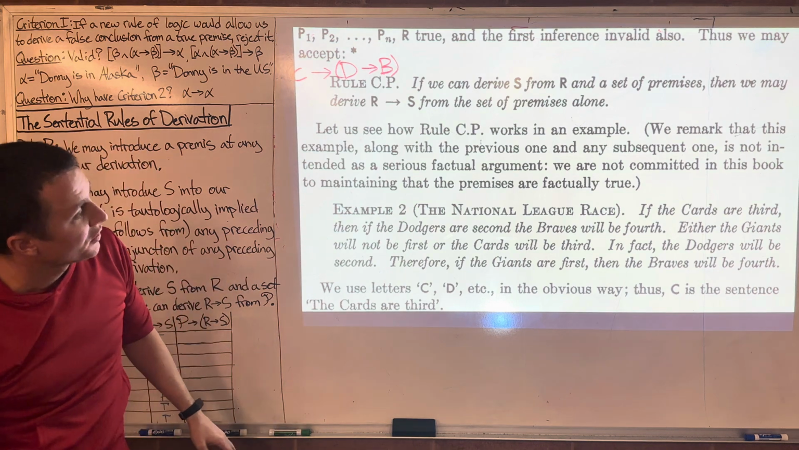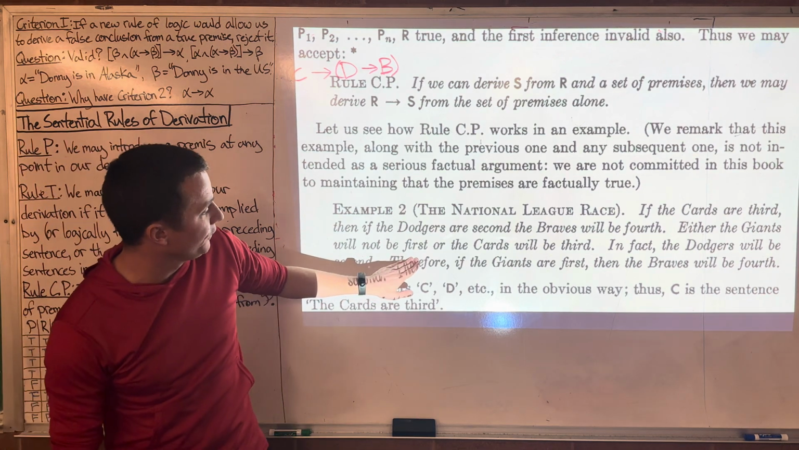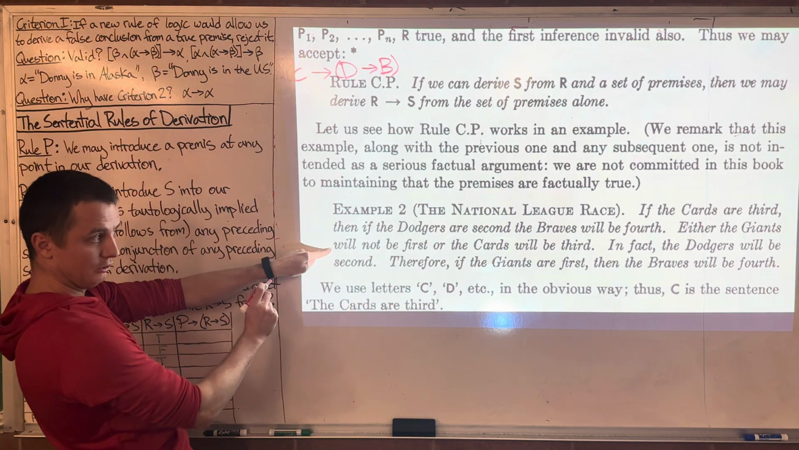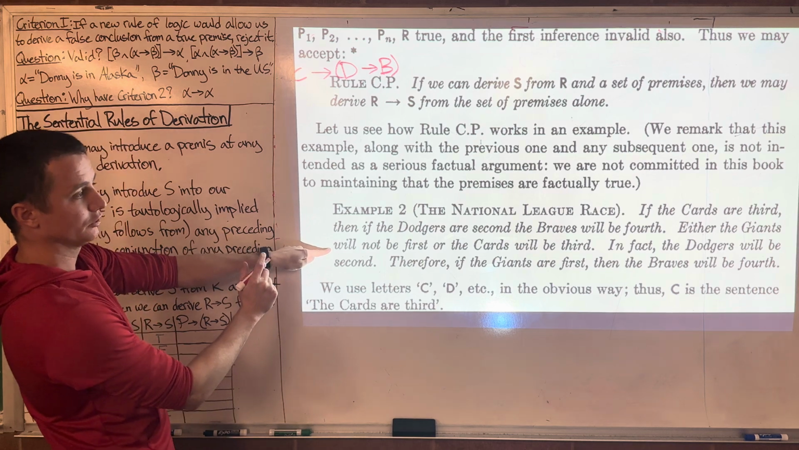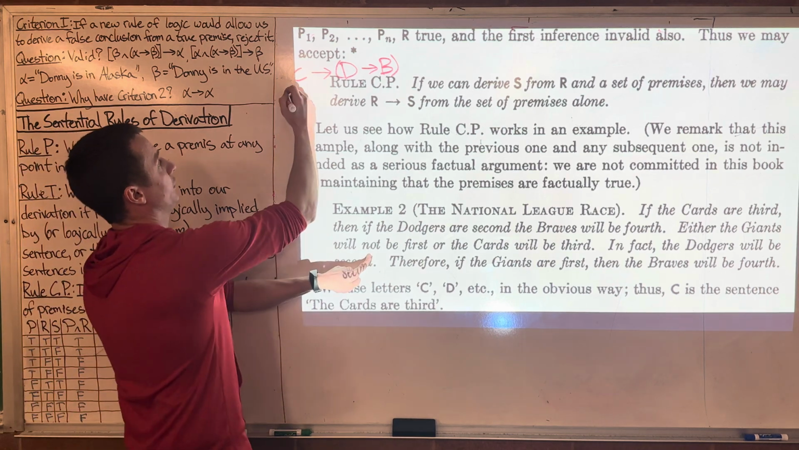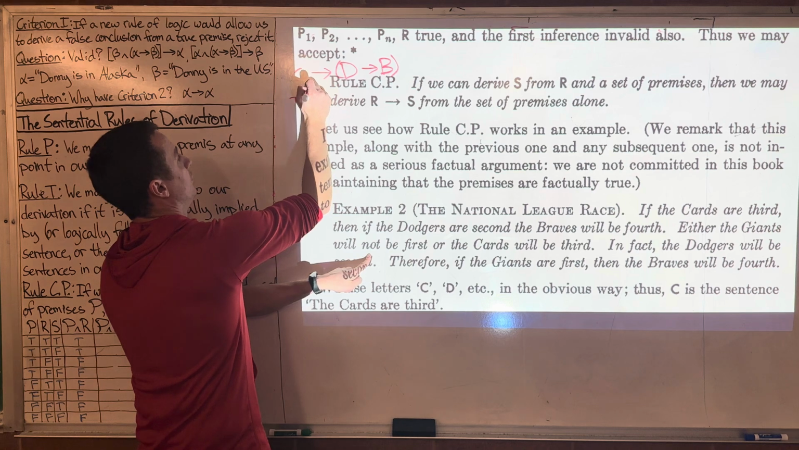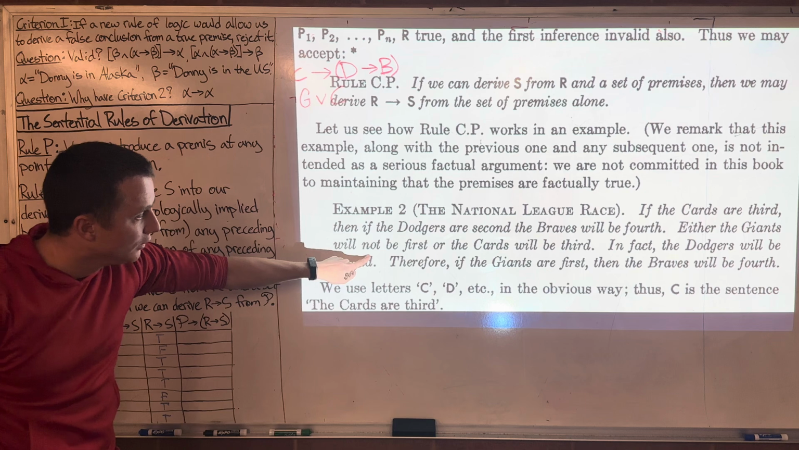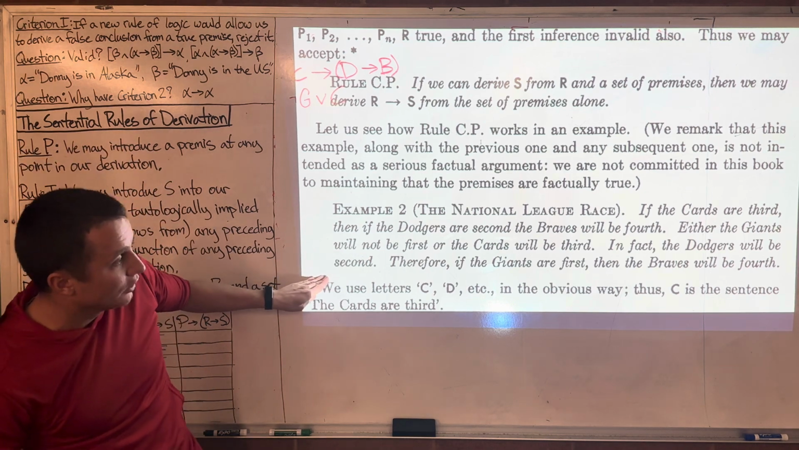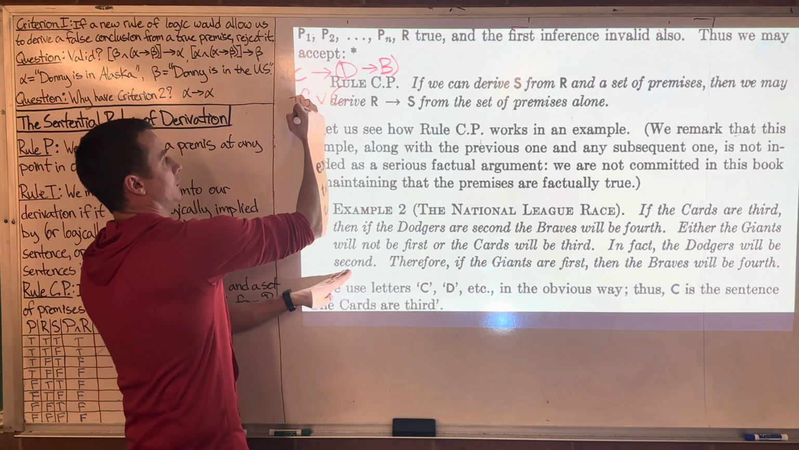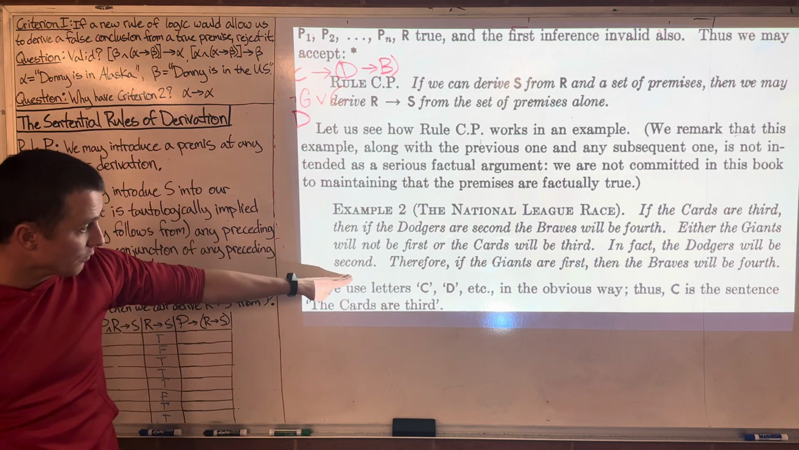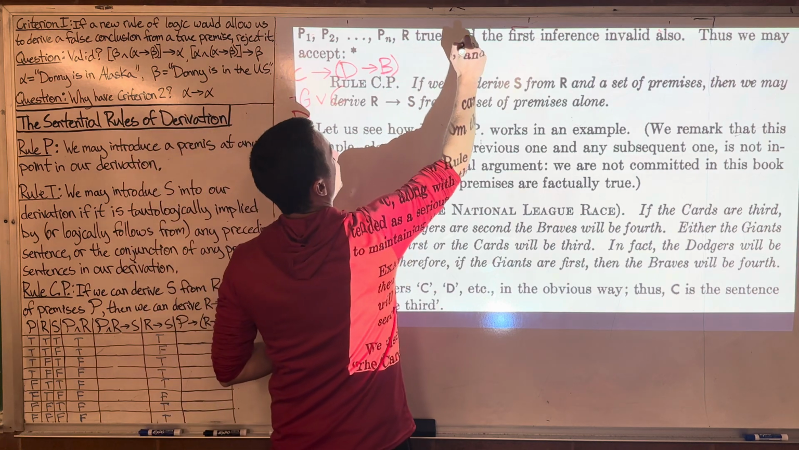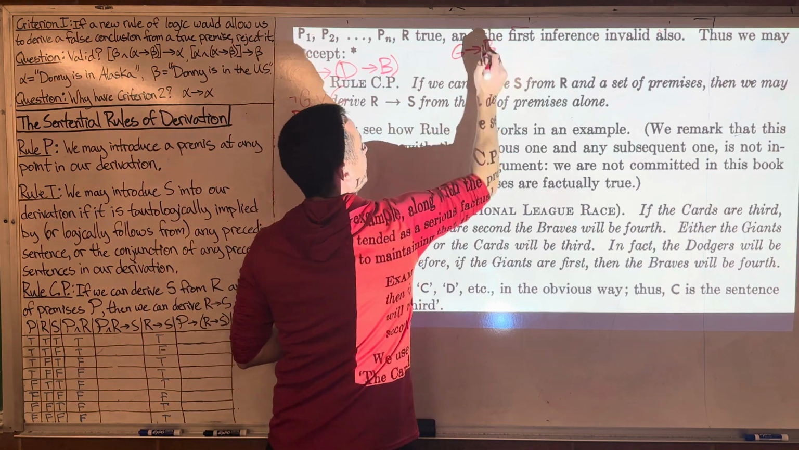Let's encode the next one. Either the Giants will not be first, or the Cards will not be third. Either the Giants will not be first, so either not G or C. And then, in fact, the Dodgers will be second. So we know D. Therefore, if the Giants are first, then the Braves will be fourth. So we're trying to show Giants implies Braves. That's what we're trying to prove.